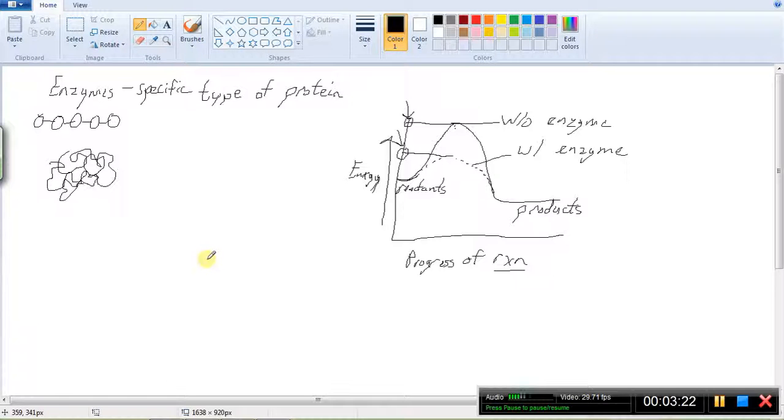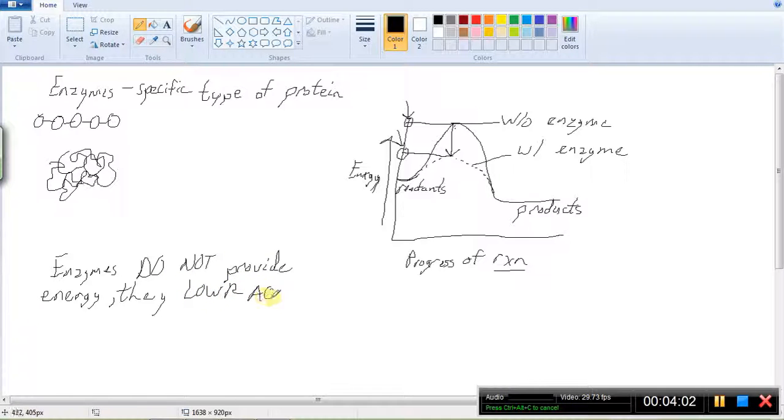Therefore, enzymes speed up chemical reactions because they lower activation energy. That's the reason. They don't give energy to the reactants. They do not provide any energy. They just lower the energy required for the reaction to occur. So enzymes do not provide energy. They lower activation energy.